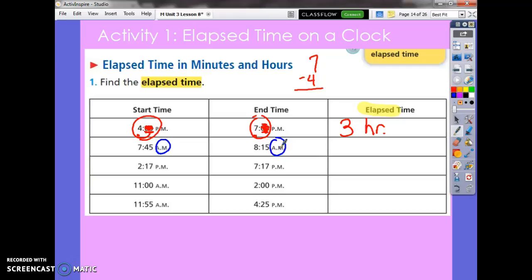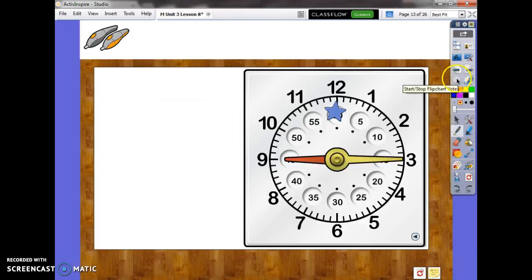So 7:45 to 8:15. I'm starting here at 7, and then 45, and I'm going to 8:15. I know that if I go up from the 9 to the 12 on the clock, I just went 15 minutes.